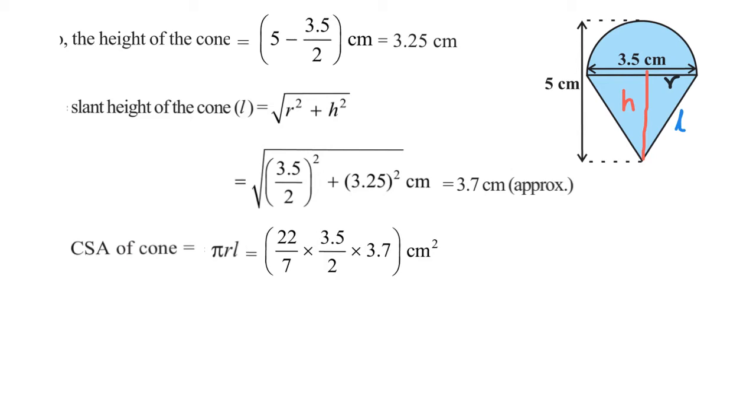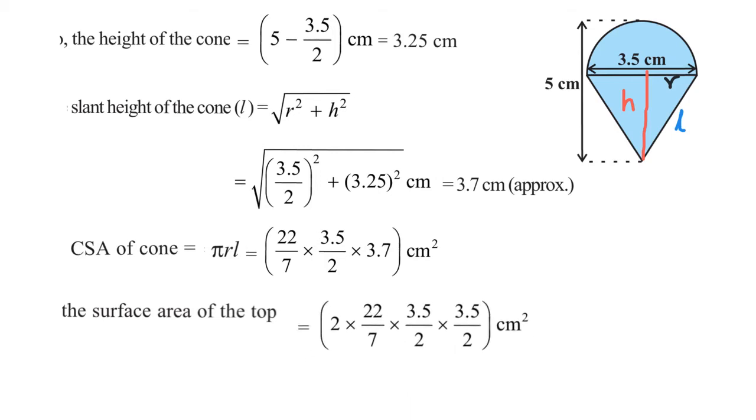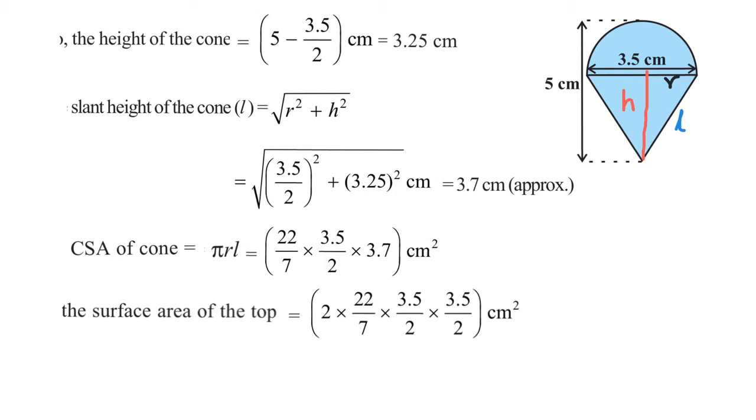So now we have found the curved surface area of the cone. We already found the curved surface area of the hemisphere. So how will we now find the total surface area of the toy? You add these two together. So the surface area of the top will be equal to the curved surface area of the hemisphere plus the curved surface area of the cone. Now we can easily simplify this and see what we get.